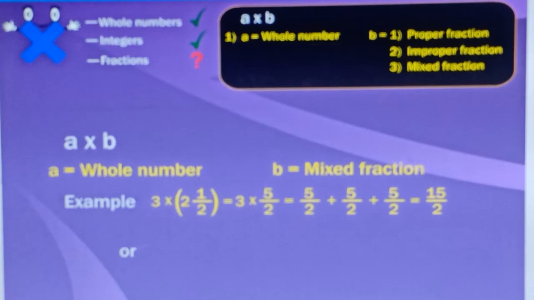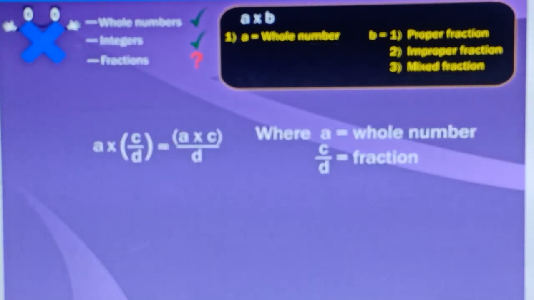Or, it can be solved as 3 multiplied by 5 upon 2, which is 3 multiplied by 5 in the numerator, giving 15, while keeping the denominator the same, that is, 2. Hence, the solution obtained is 15 upon 2. Thus, to multiply a whole number with a fraction, we multiply the whole number with the numerator of the fraction, keeping the denominator the same.